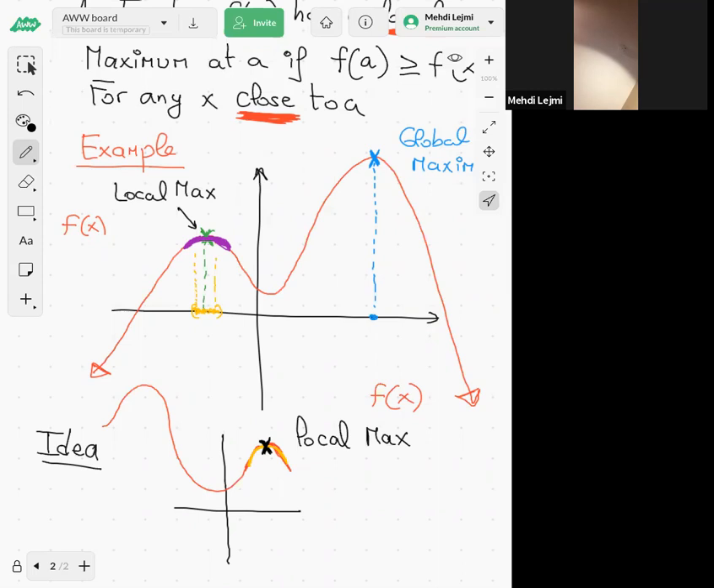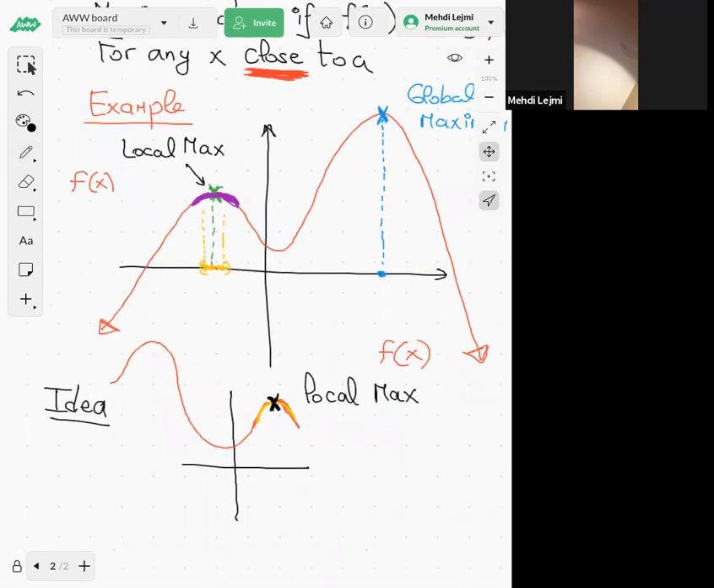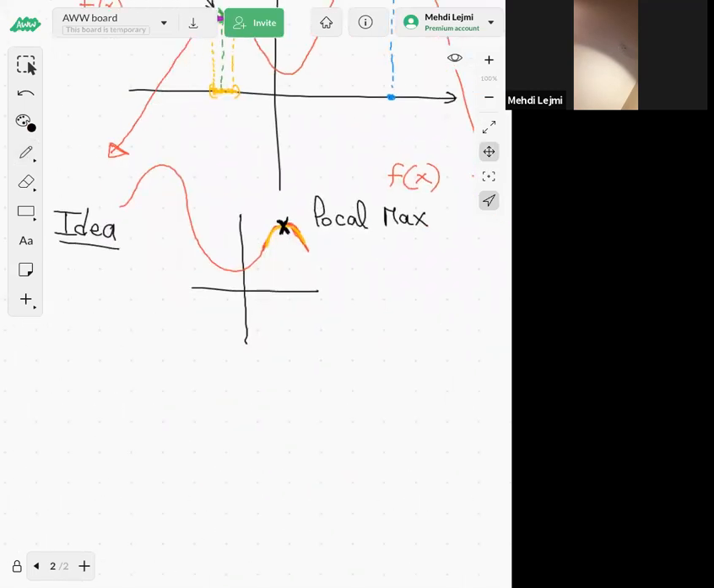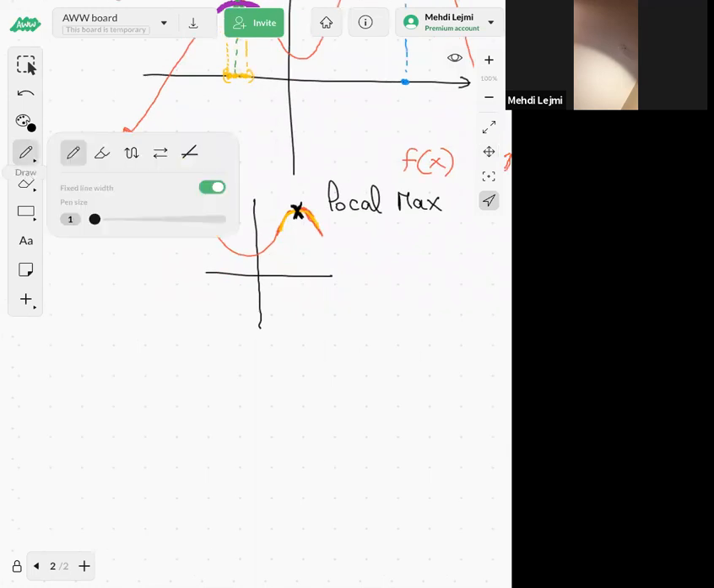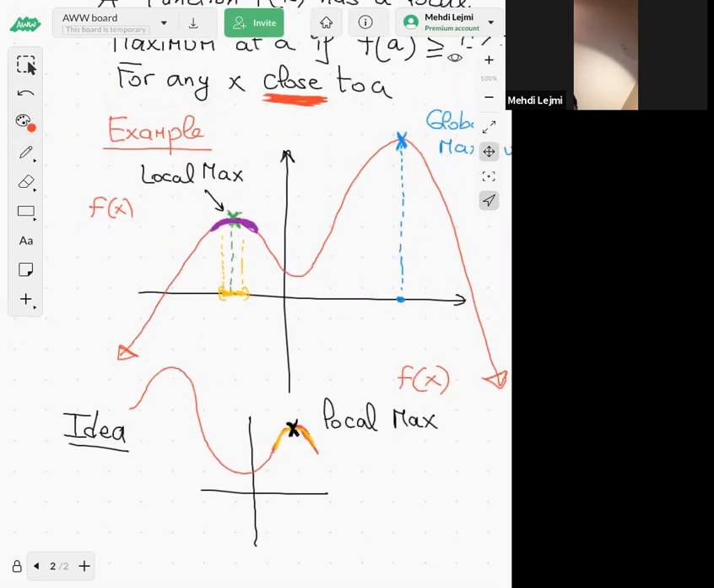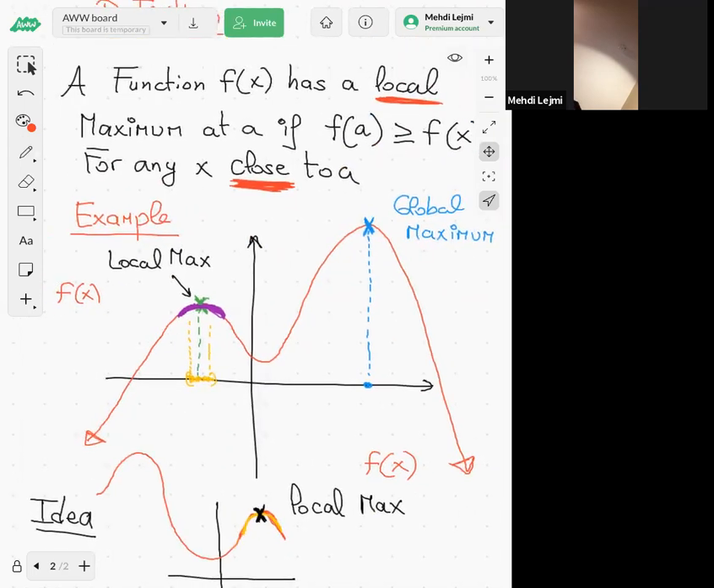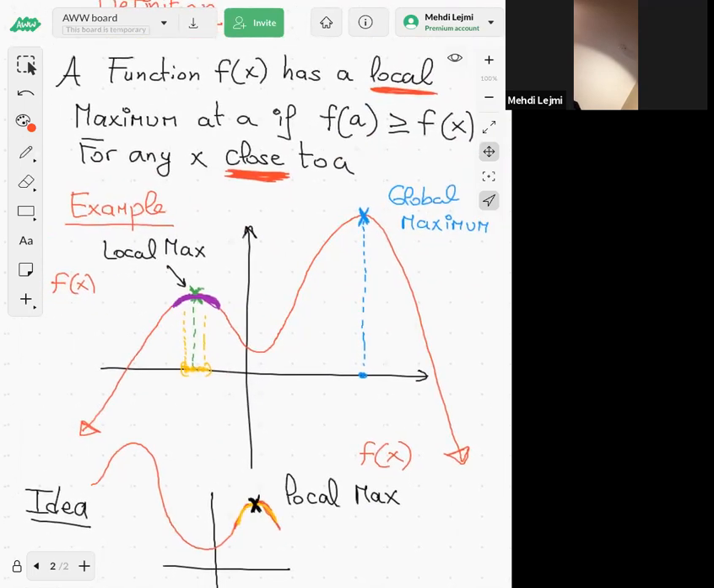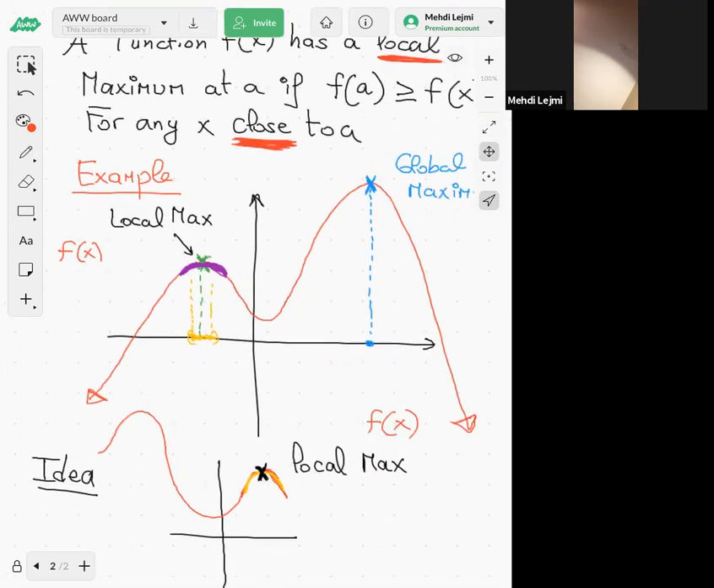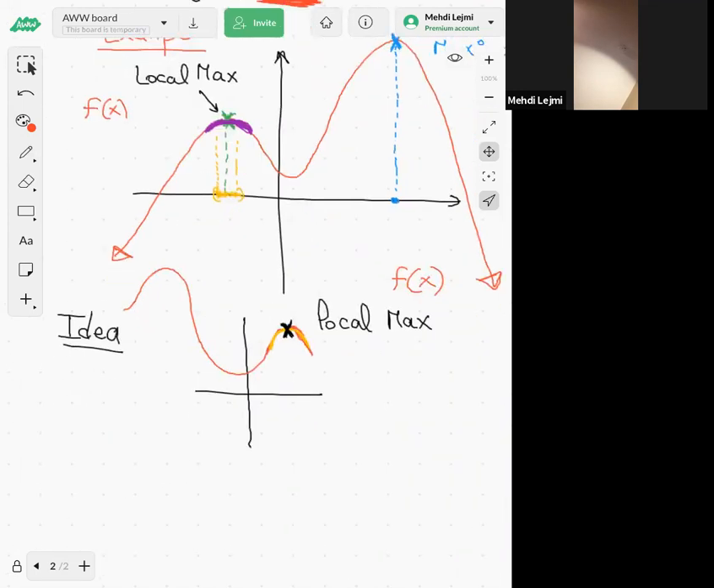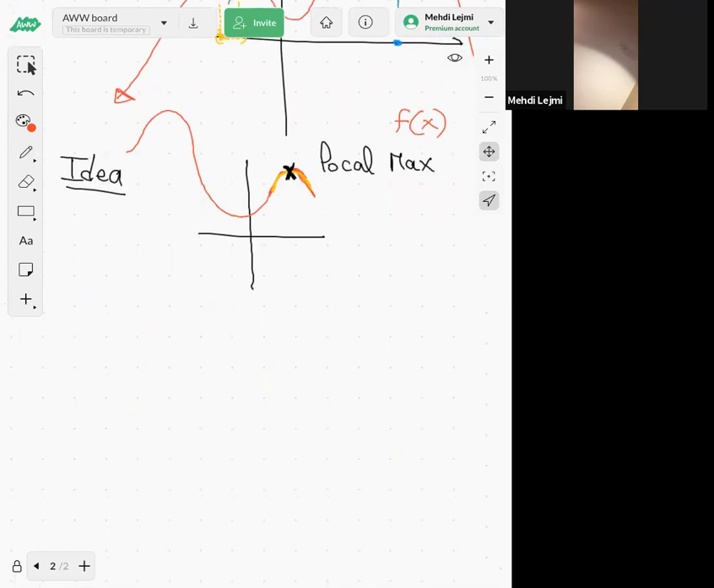Now we have the same for a local minimum. So I can introduce the definition of a local minimum. Well, first, is there any question, guys, about this local maximum? So you see the difference between local maximum and the global maximum, right? All right, so now I can introduce local minimum.